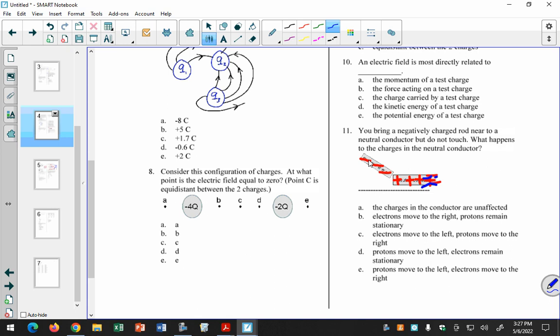Sure, so if it was positive, let's erase it. If this was positively charged right here, that would mean my positive charges would just stay where they are, but my negative charges would all go down here. So the answer would be the negative charges move to the left, protons remain where they are, which isn't an option here, but that's a good way to think about it.